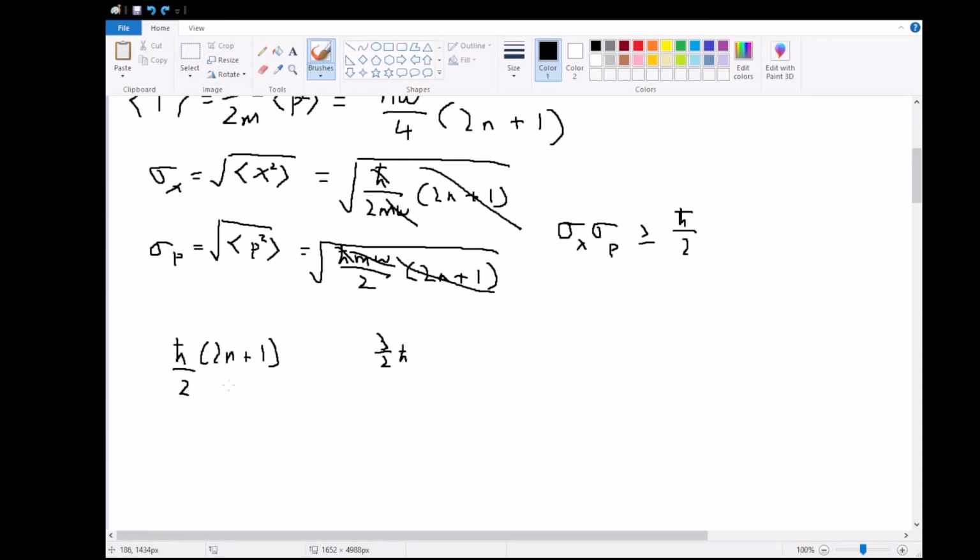And overall, the uncertainty principle is always satisfied, because the smallest possible value for the uncertainty product is going to be when n equals 0, which gives us the h bar over 2 value, which is the minimum value of these combined uncertainties. And as we go up to higher states, the product of the error in x and the error in p just gets larger.